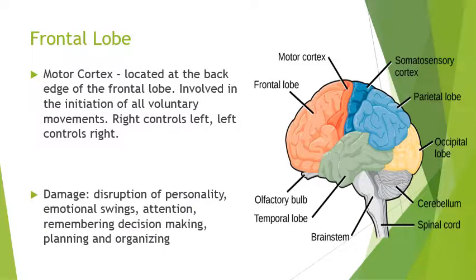The frontal lobe also houses the motor cortex. The motor cortex is involved in the initiation of voluntary movement. If you remember earlier, the cerebellum is responsible for the coordination of these voluntary movements, but the one who initiates them is the motor cortex, and it is located in the frontal lobe. So damage in the frontal lobe brings disruptions of personality, emotional swings, problems in focusing your attention, in remembering, in decision making, and affects how you plan and how you organize.